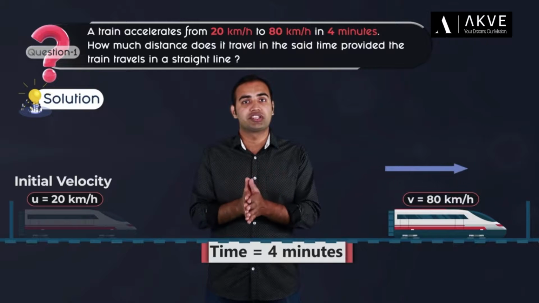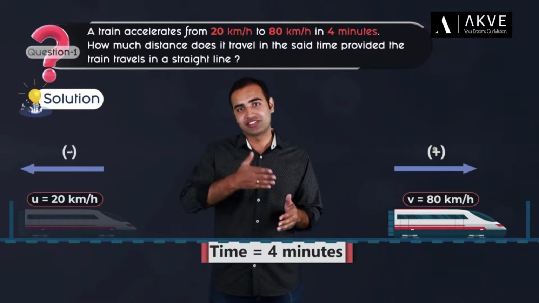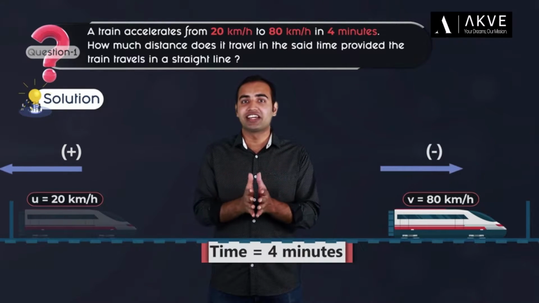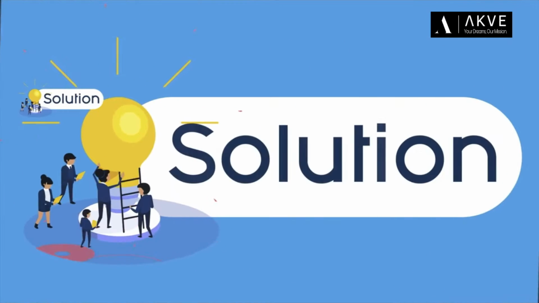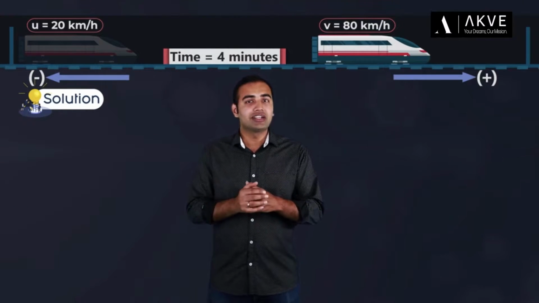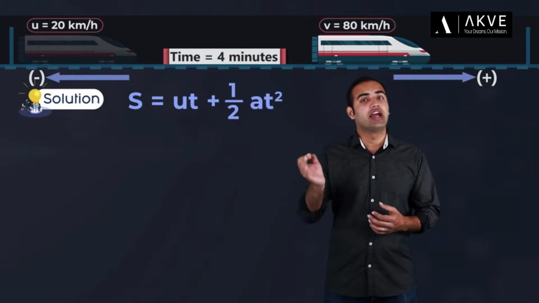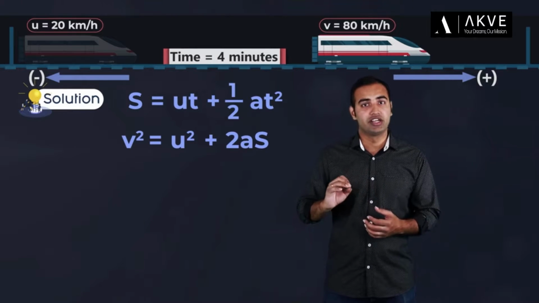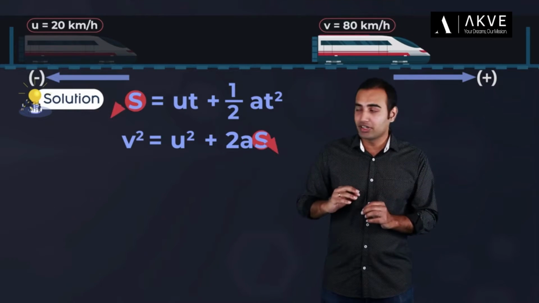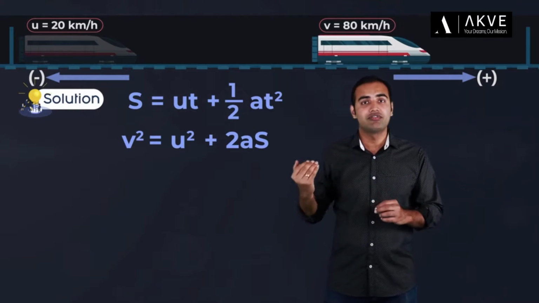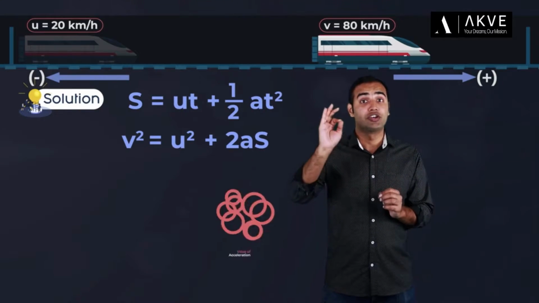And accordingly, I choose my sign convention as right side positive and left side negative. Now you can choose the opposite signs as well. But remember, whatever sign convention you choose, you have to stick with it till the end of the problem. So let's go ahead and solve our question. Among the three equations of motion, two of them, s = ut + ½at² and v² = u² + 2as, both contain s or displacement as one of the quantities. But to use either of them, you can see that we don't have the value of acceleration. So our first job is to calculate the value of acceleration.